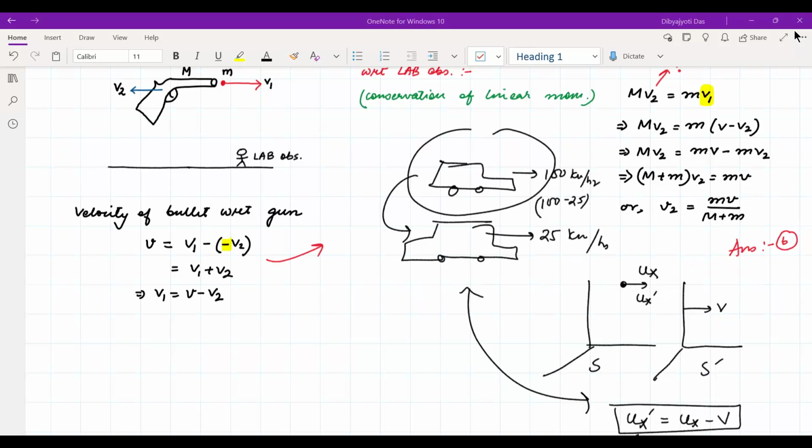I'm saying that the velocity of the bullet with respect to the gun equals the velocity of the bullet with respect to the lab observer minus the velocity of the gun with respect to the lab observer. This is only valid when the motion is horizontal or in a straight line, right? So if we have any angular direction, like cos theta, sin theta.